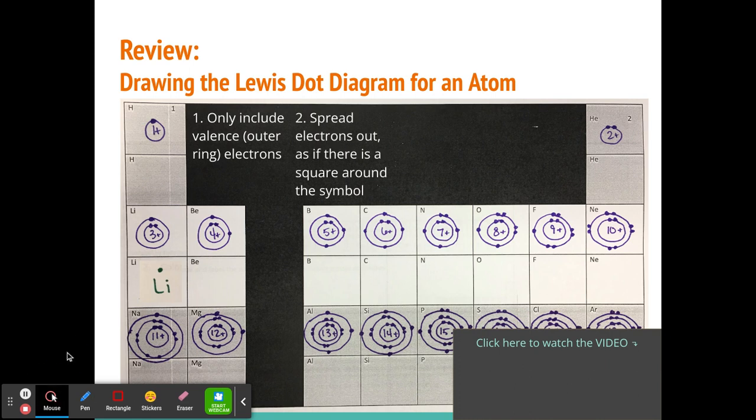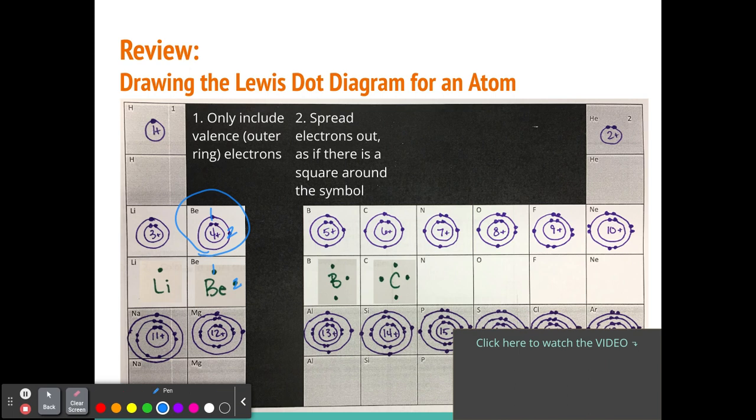Okay, the second rule when we're drawing Lewis dot diagrams for atoms is to spread the electrons out as if there's a square around the symbol. So we'll take a look at beryllium for this. Beryllium has 2 electrons in its outermost ring. So when we draw the Lewis dot diagram, we're going to draw those 2 electrons and we're going to spread them out as if there's a square around the symbol. So notice the first electron is drawn as a dot at the top, and the second electron is drawn on the side here. The same thing is true for boron and carbon.